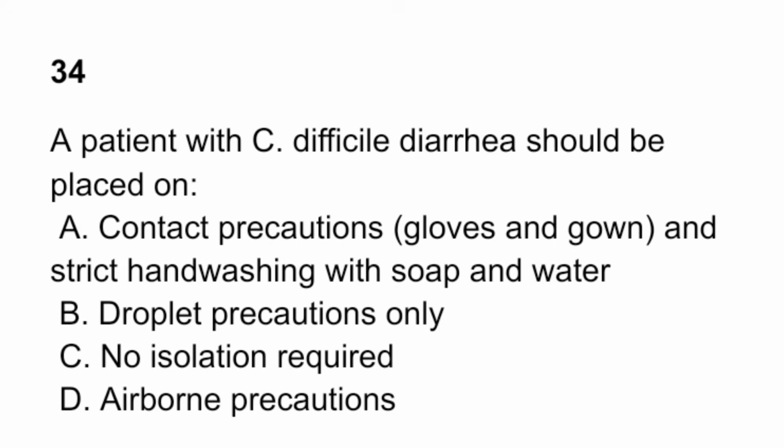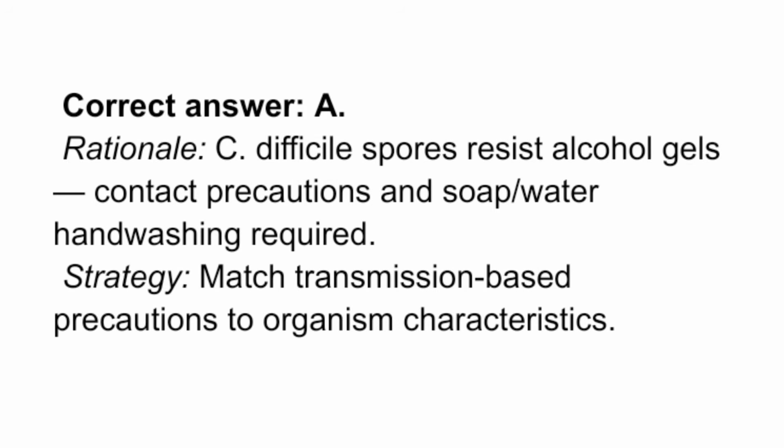34. A patient with C. difficile diarrhea should be placed on A. Contact precautions, gloves and gown, and strict hand washing with soap and water. B. Droplet precautions only. C. No isolation required. D. Airborne precautions. Correct answer, A. Rationale, C. difficile spores resist alcohol gels, contact precautions and soap/water hand washing required. Strategy, match transmission-based precautions to organism characteristics.